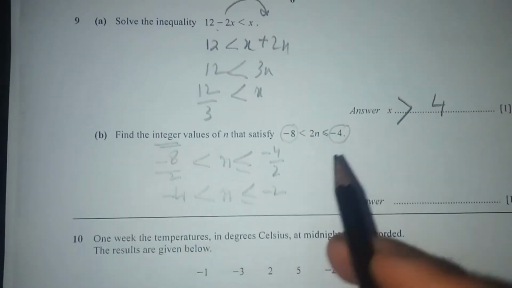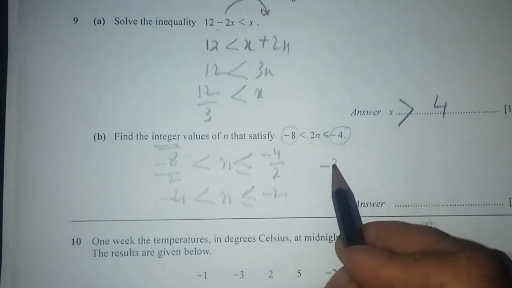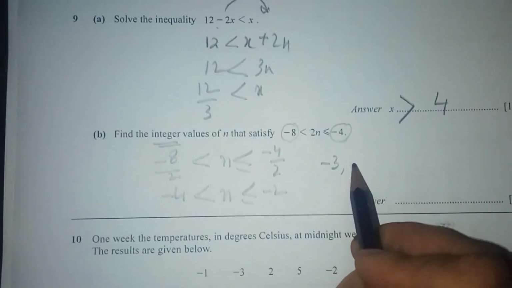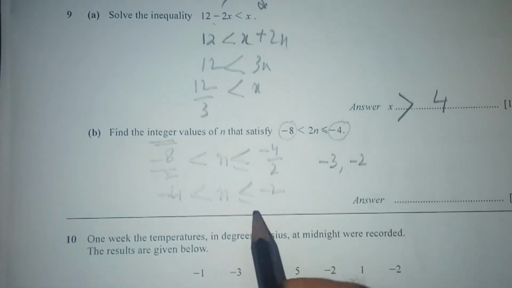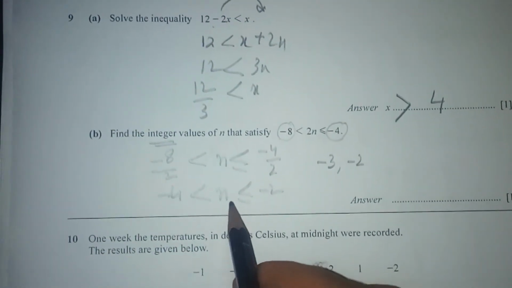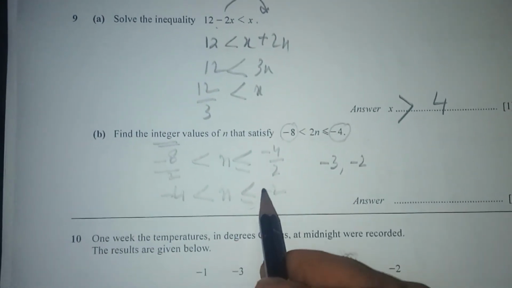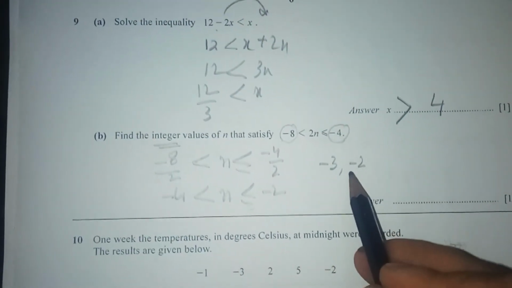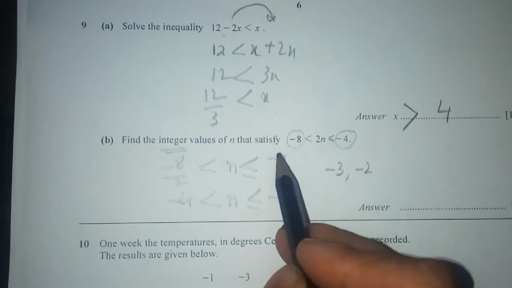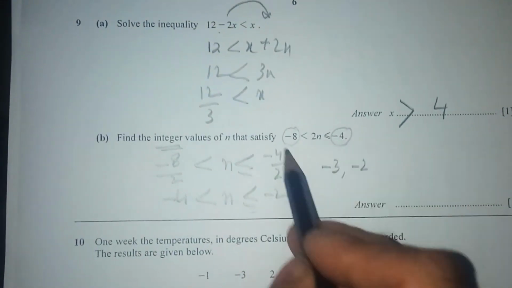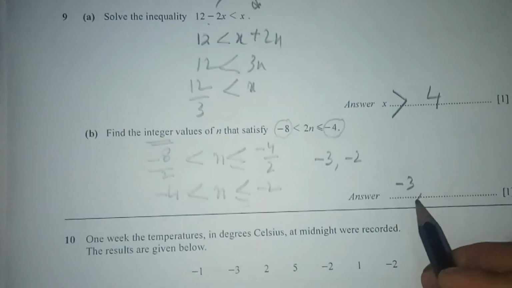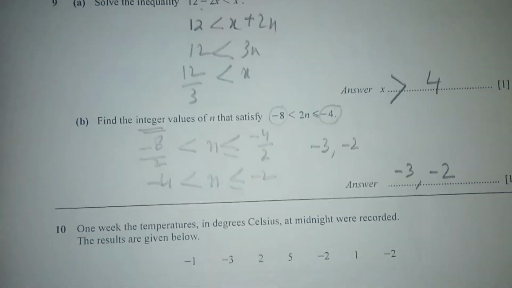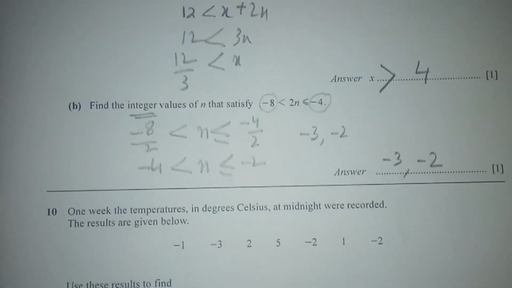So n is greater than minus 4 means the numbers are minus 3, and then the next number after minus 3 is minus 2, because there is an equal sign here, so this minus 2 is part of the solution of n. So these are two numbers which satisfy this inequality, minus 3 comma minus 2. You can verify the answer. Okay, so we have done question number 9, and question number 10.